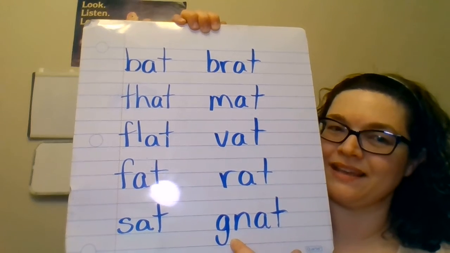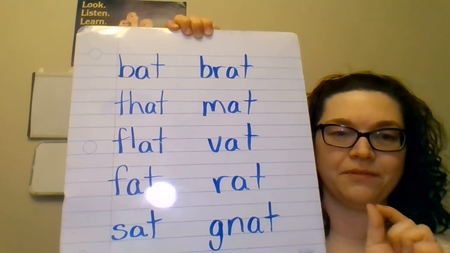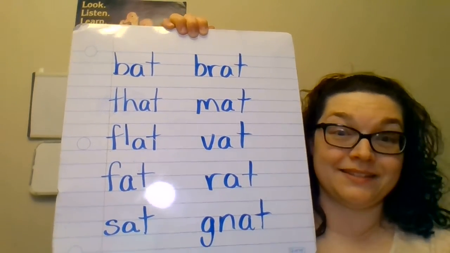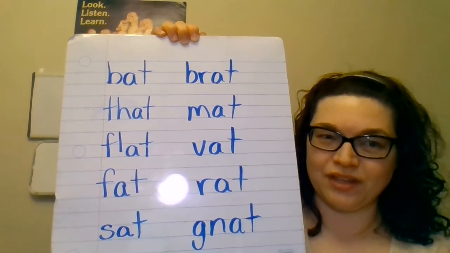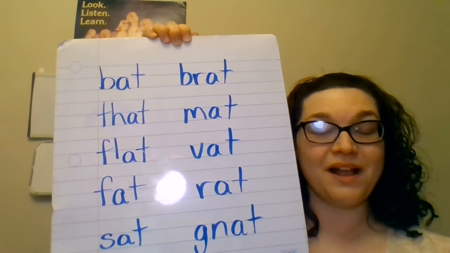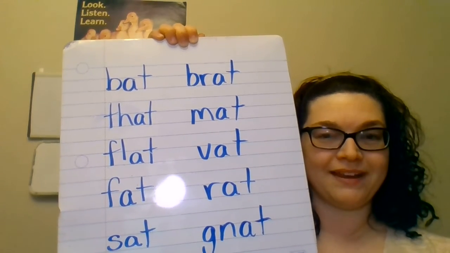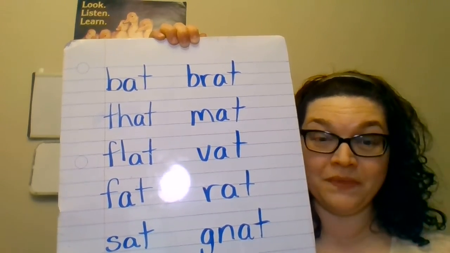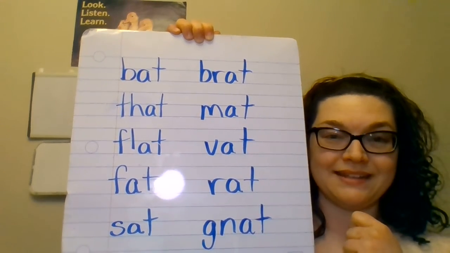Gnat. The G doesn't make a sound in this word. It's a kind of very tiny insect. So that's what I thought of. Actually, a couple more popped into my mind as I was reading these ones. So you'll have to let me know if you were able to find as many as I did, or maybe more, and maybe you came up with some words that I did not.